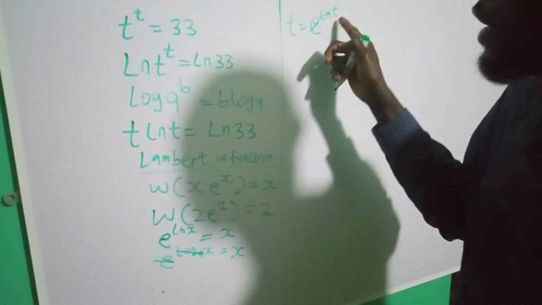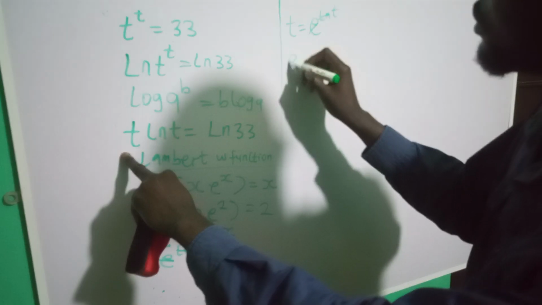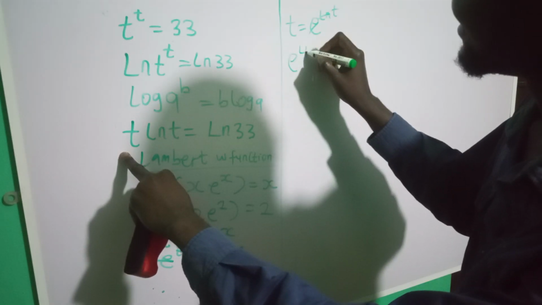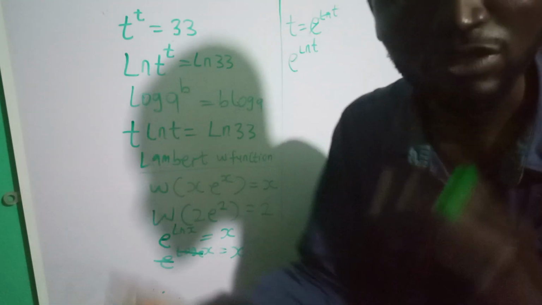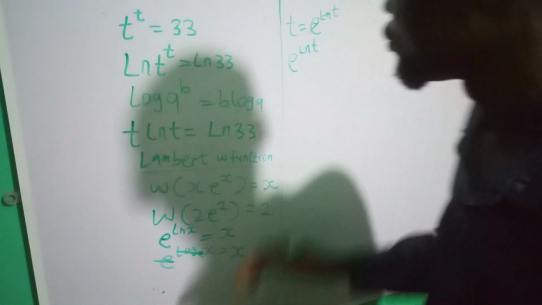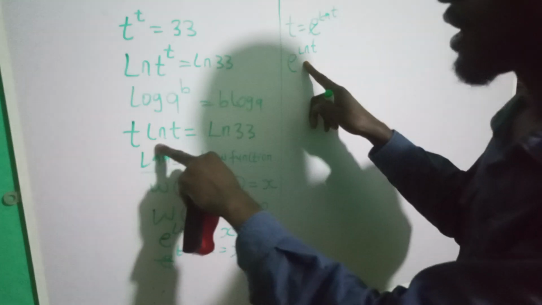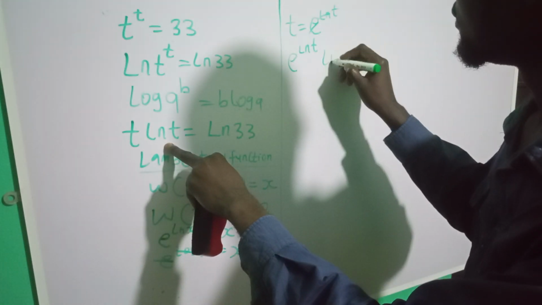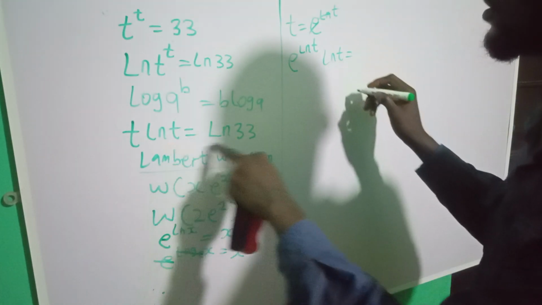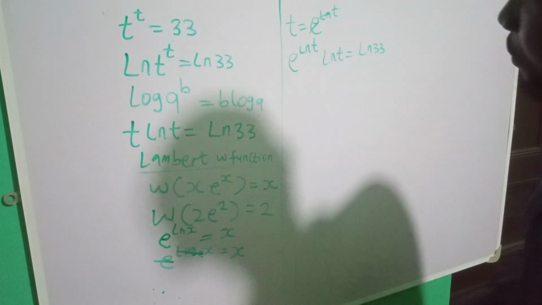Let me rewrite the value in this equation. So this t will now change to e raised to power ln t, because I want to introduce e into the equation so that I can apply the Lambert W function. So I'll rewrite this t like this. Then we have ln t here, and ln t is equal to ln 33.